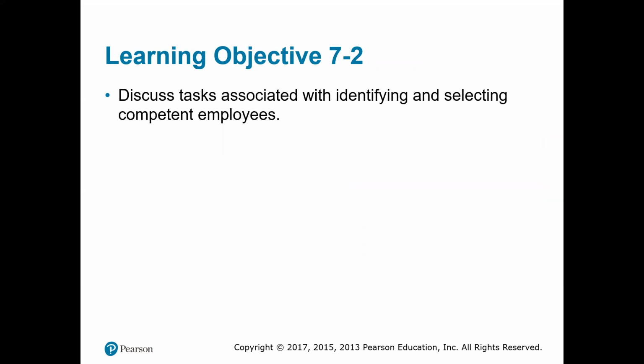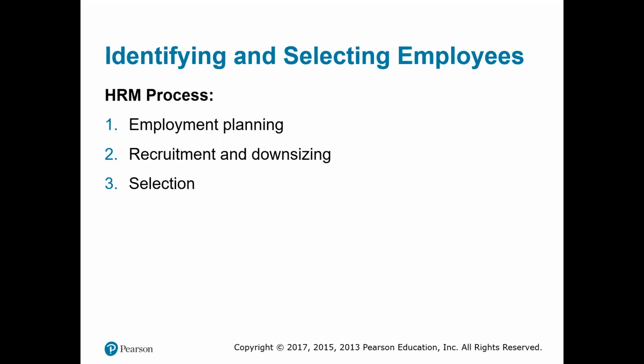Now we go to the second learning objective, which is to discuss tasks associated with identifying and selecting competent employees. We want to make sure our recruitment is in the right place and we're getting the right kind of person selected for doing certain jobs in the company. So that starts off with employment planning. As I was saying, you need to plan for what kind of people you require, based on the kind of business you are in. So that's a forecast you're making.